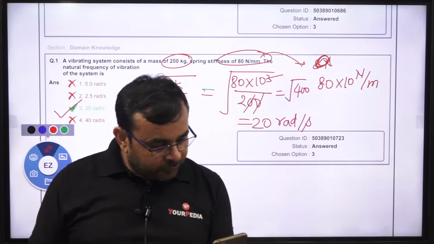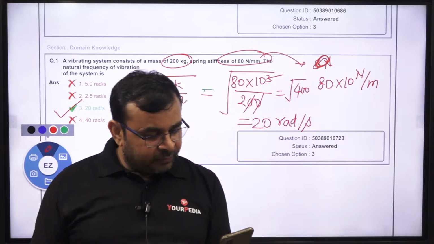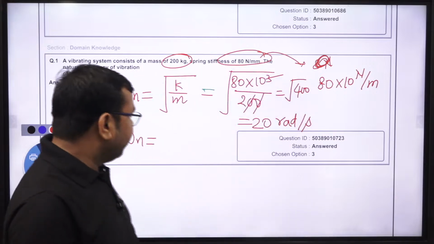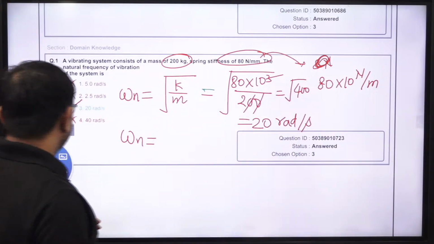Sir, is the aptitude question the same for all disciplines for the HPCL exam? Yes, for all disciplines, the non-tech portion remains the same.